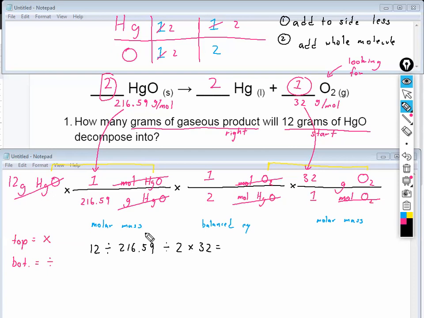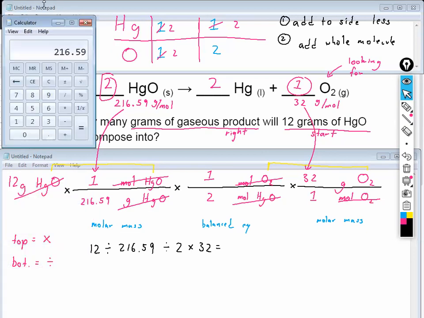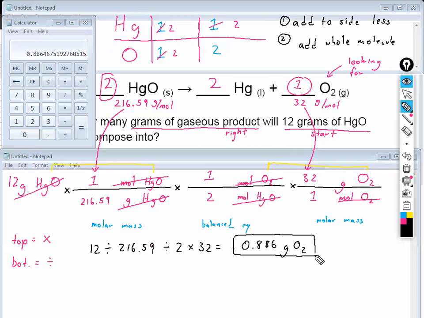So you can literally just punch this into your calculator, just multiplying the tops, dividing the bottoms, and that'll give you your final answer. So if we punch that into our calculator, we got 12 divided by 216.59 divided by 2 times 32, and that will give you a final answer of 0.886 grams of O2. And there you go. That's how you do stoichiometry. It's the hardest part of the assignment. Okay, so that's the answer for number 1. Any questions about that before we move on?